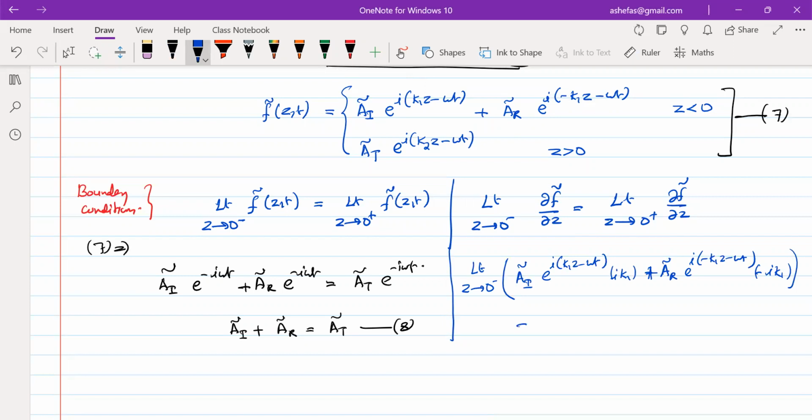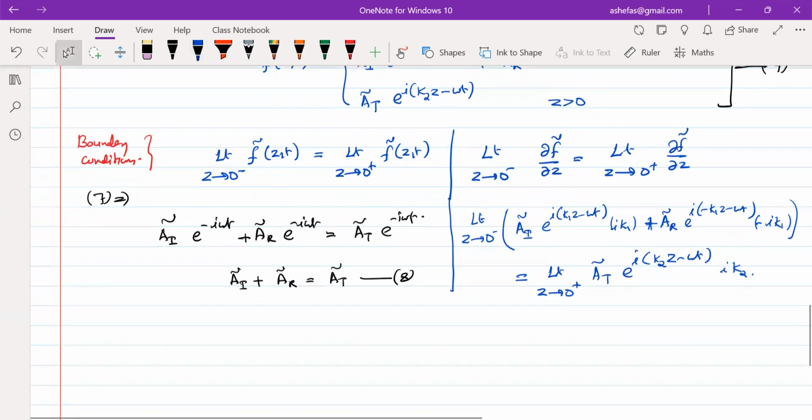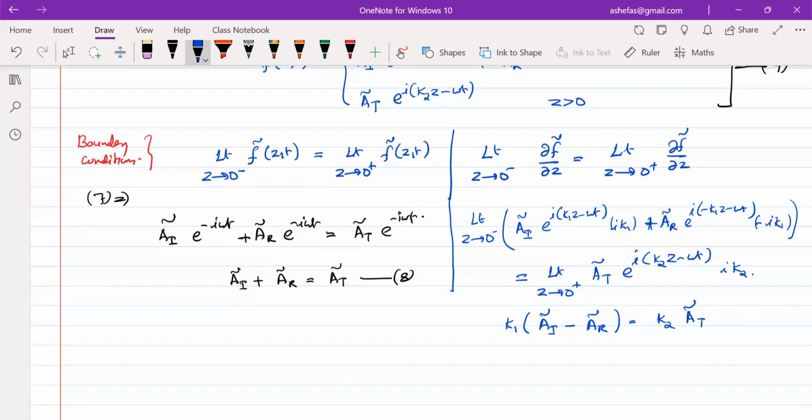Okay, so there is the left side, and what about the right side? This limit z tends to 0 plus, at tilde e raised to i k2z minus omega t i k2. Now put the limit then. So put the limit z tends to 0 on both sides. Then what you will get is the k1 can be taken common. So k1 times ai tilde minus ar tilde equal k2 times at tilde. This can be equation number 9.